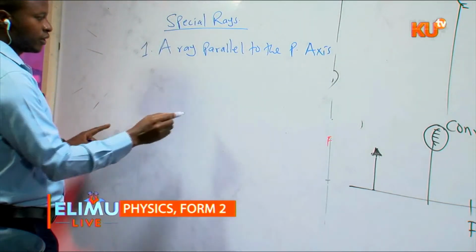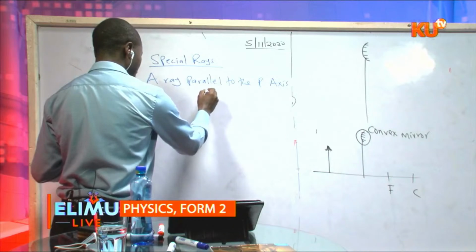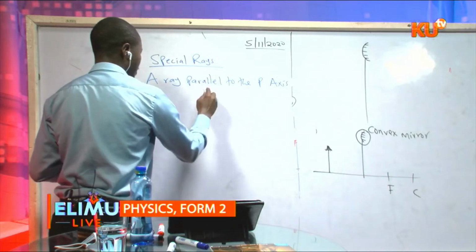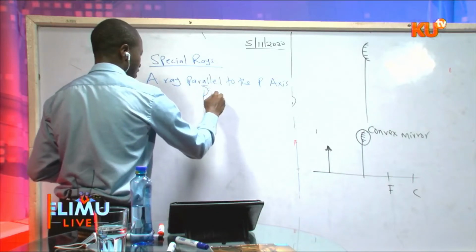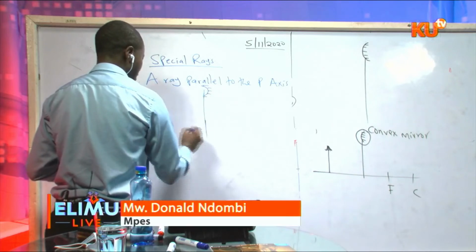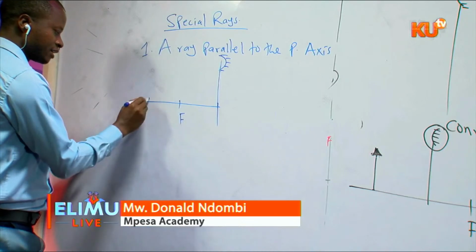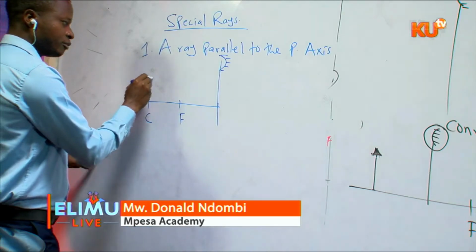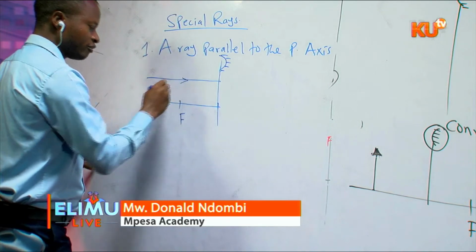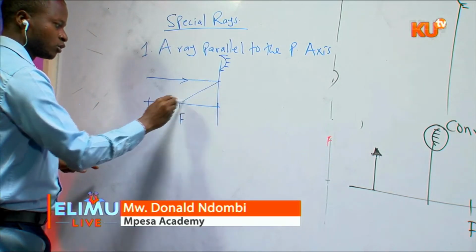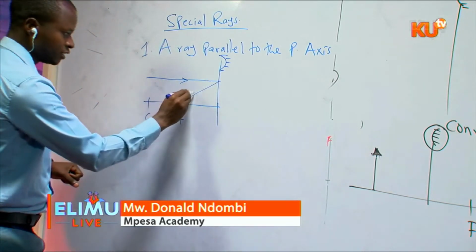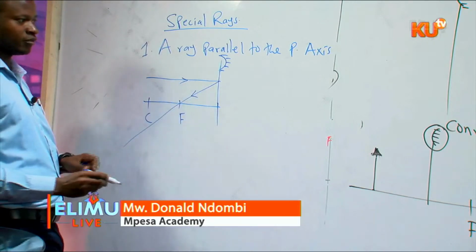So in this case, let's say this is a concave mirror. So this is my principal axis. So there is an F here and a C here. So a ray parallel to the principal axis to a concave mirror will always be reflected through F. That is for a concave mirror.